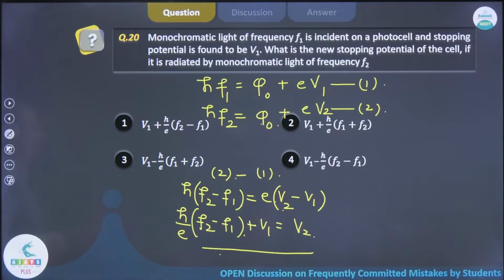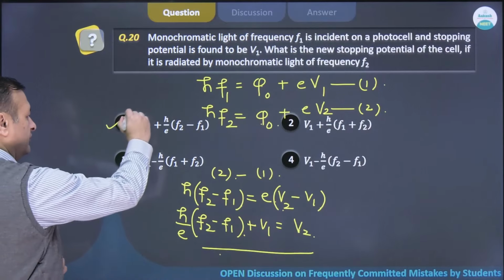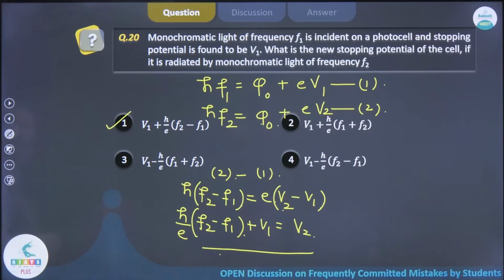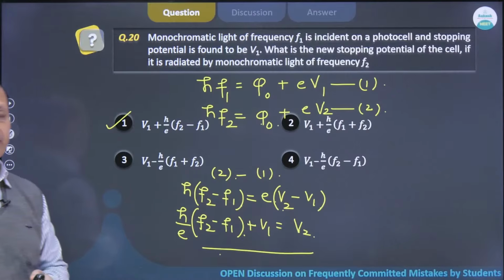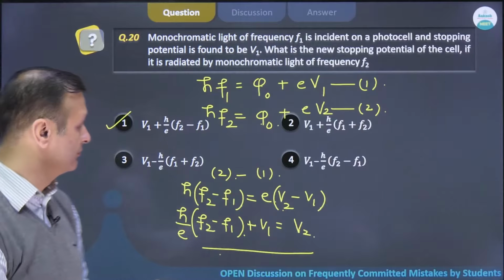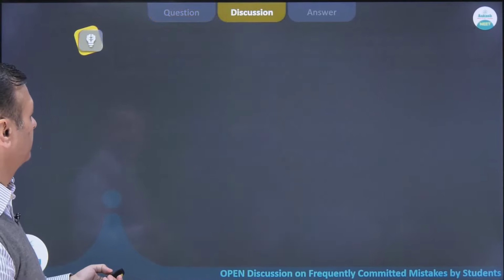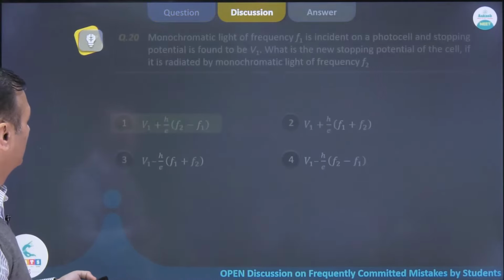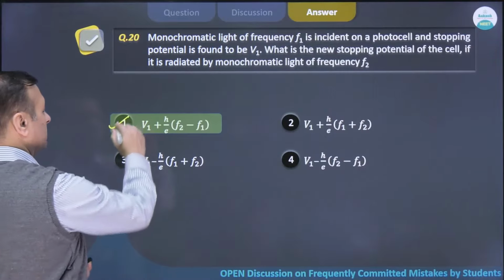Got it? So this is a simple question. So V2 is V1 plus h by e into f2 minus f1, and this is given to you clearly in your option number 1. Shall we move? Any doubt? So this is the option number 1 only.